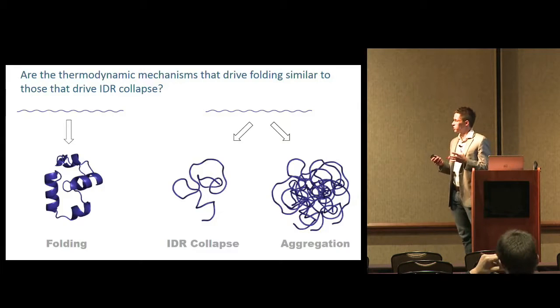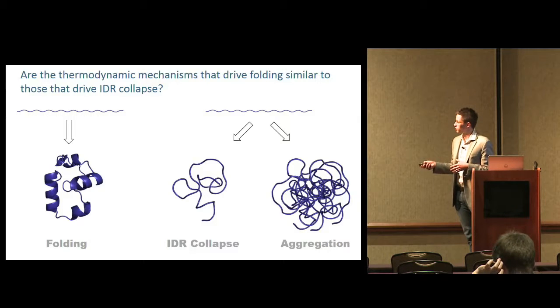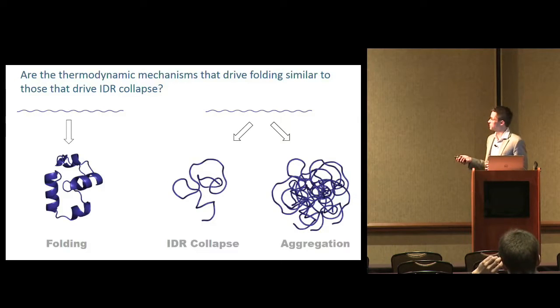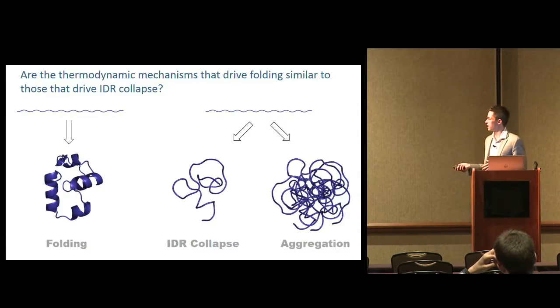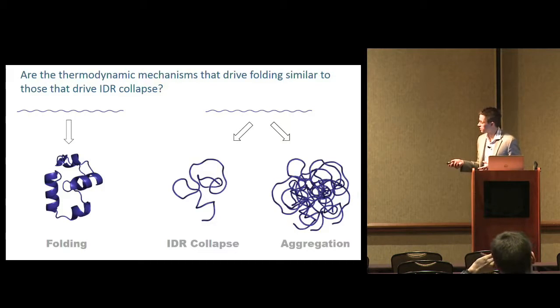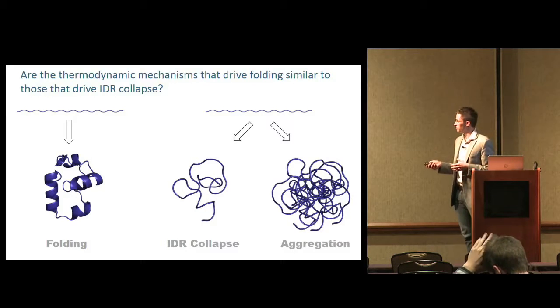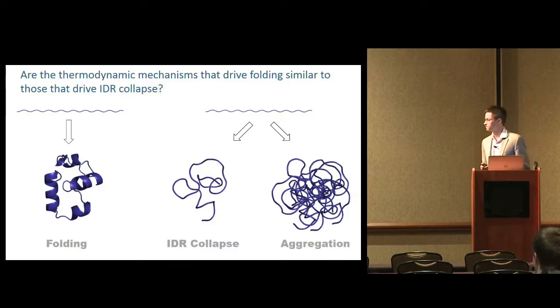And the main question we're interested in asking is whether the thermodynamic mechanisms that drive the proper folding of a protein into its native state are similar to the mechanisms that drive an IDR to its native collapsed state, as well as IDR-mediated aggregation of proteins in a pathological state. We know that the hydrophobic effect, or a negative entropic penalty paid upon solvating a protein, is a major player in driving the proper folding of a protein, but we don't have as good an understanding of how important these effects are in these two mechanisms over here.